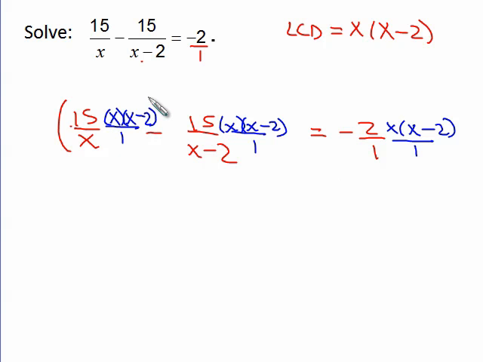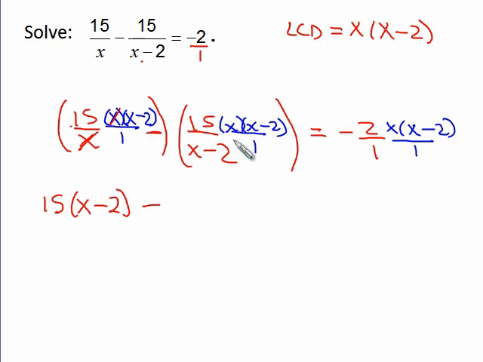So where this first fraction used to be right here, only the x cancels. And so I still have a 15, and I'll still have an x minus 2. And I'll go ahead and distribute that in the next step. But let me just see what it's like when I clear out my fractions. And then this minus is still here.